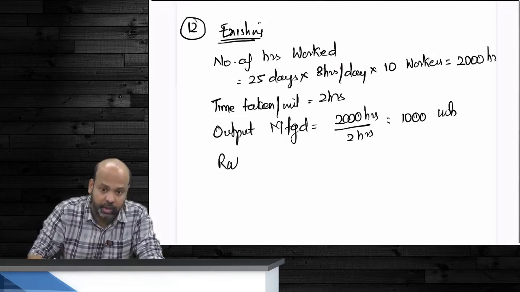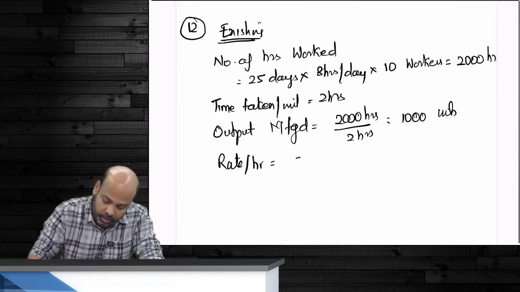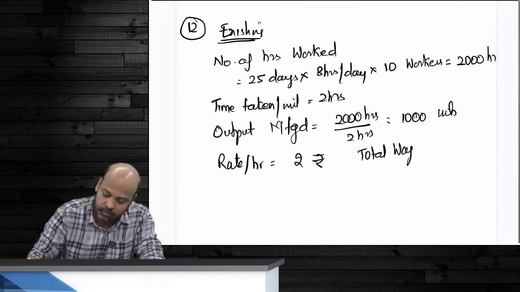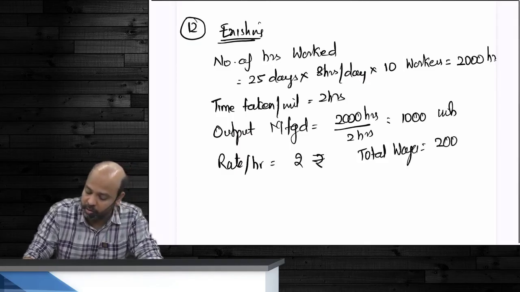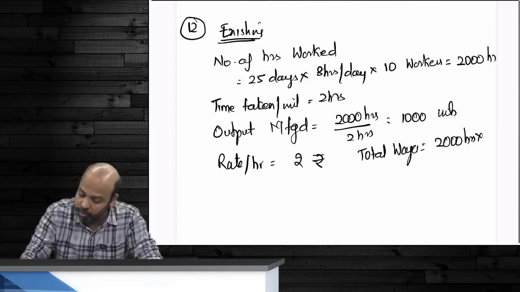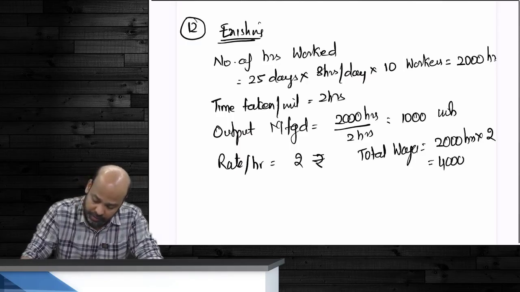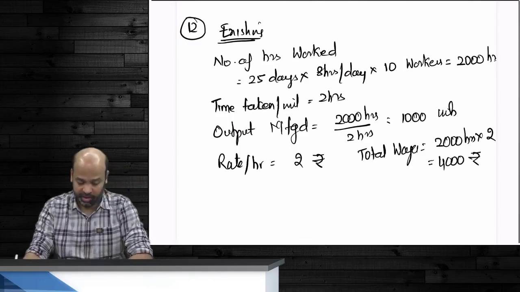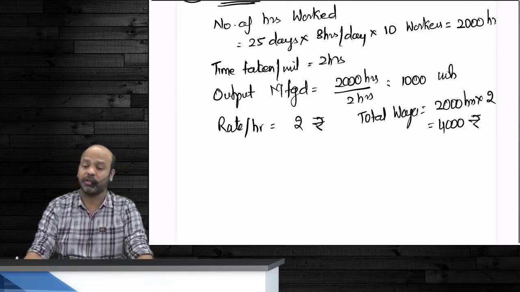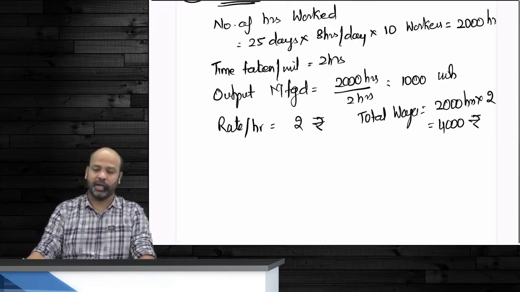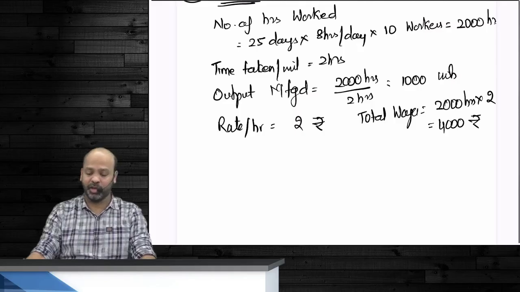What is the rate per hour beta that we are offering them? 2 rupees. What will be the total wages that we are giving them? There's no incentive, nothing. 2000 hours multiplied by 2 rupees, 4000 rupees. In the question they're also asking us to compute direct labor cost per piece, guys. So if they ask us to write labor cost per unit per piece, what will you do?